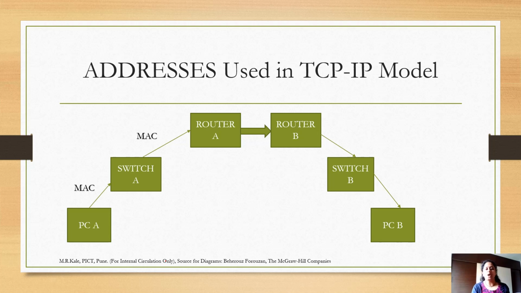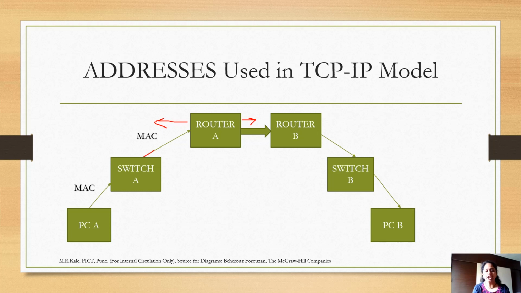From switch A to router A, again we will be using a MAC address, because we know that a router has a LAN side as well as a WAN side. So a router operates on LAN cards as well as WAN cards. WAN cards are used for communication outside the LAN, and LAN cards are used for communication inside the LAN.